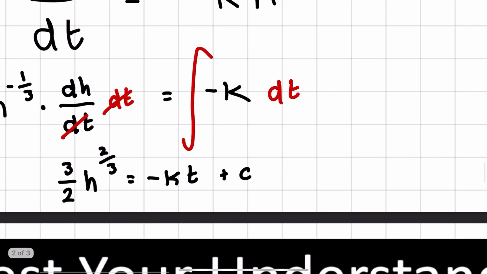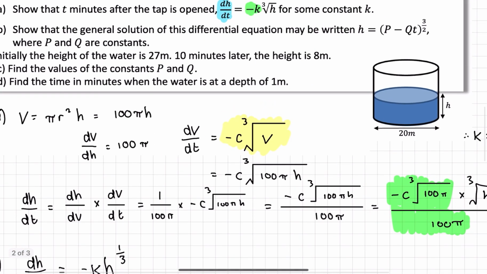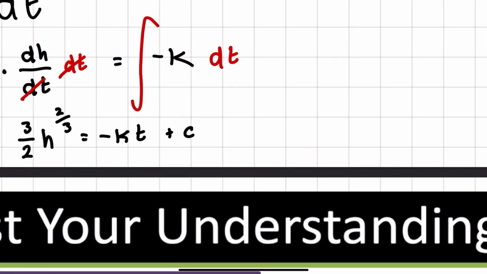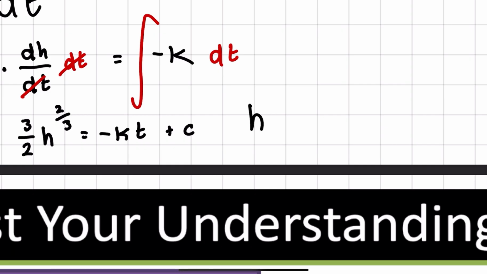Okay, what we're trying to do is get h by itself. So let's divide everything by 3 over 2. If we divide everything by 3 over 2, we're timesing it by 2/3. So h to the 2/3 equals 2/3 times minus kt plus 2/3 c.